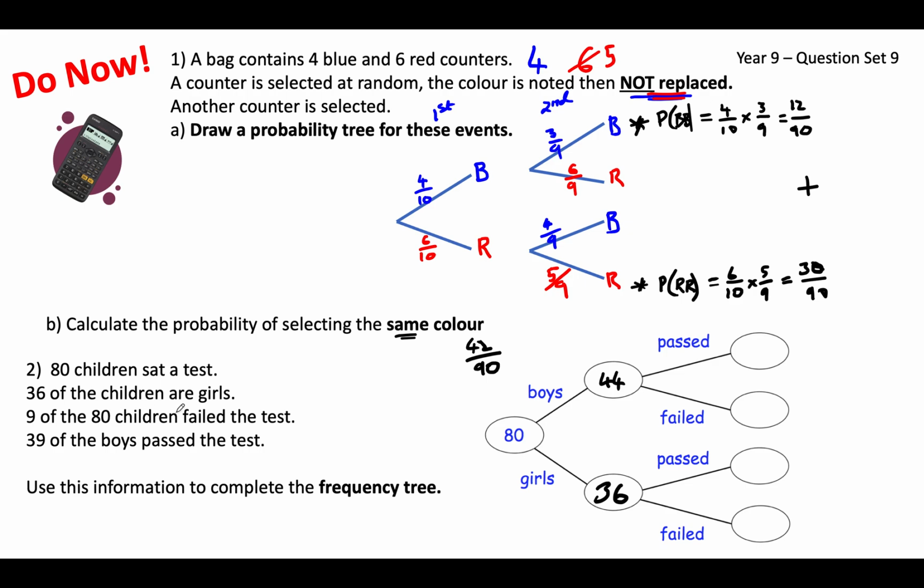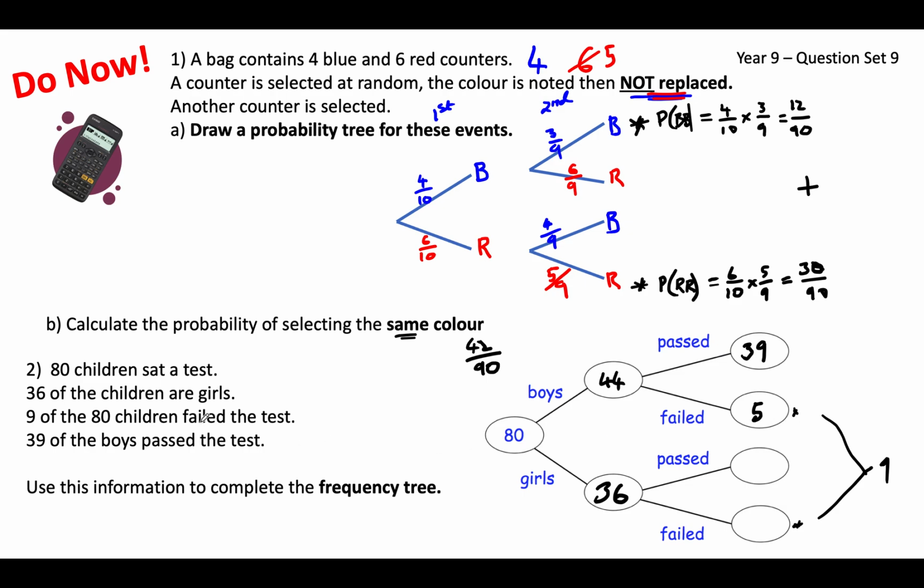9 out of 80 children failed the test. Now, be careful here, because that's not just 9 in this bubble, because that particular one has failed, and so has that. So I know that those two bubbles will add up together to make 9. Alright, so I'll come to that in a second. 39 of the boys passed the test. Okay, well that's straightforward. Boys that passed, 39. Now I know that adds up to 44, so there must be 5 in here to make it add up to 44.